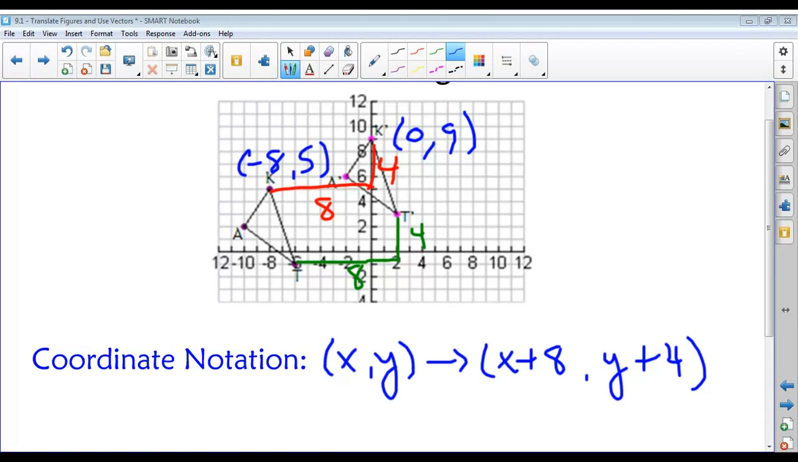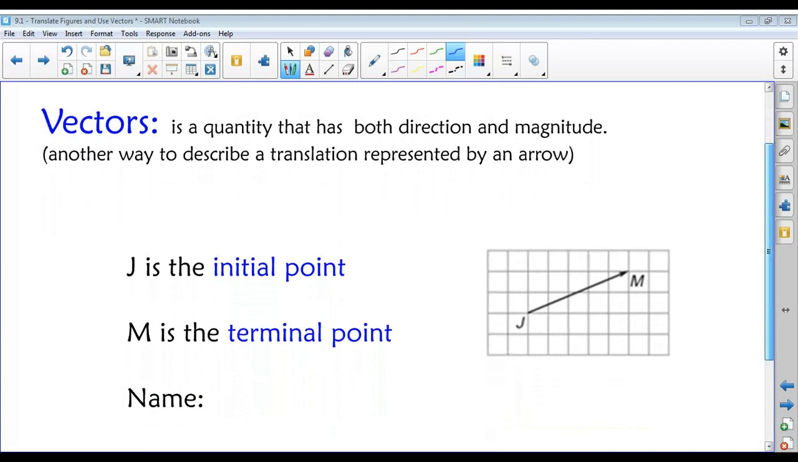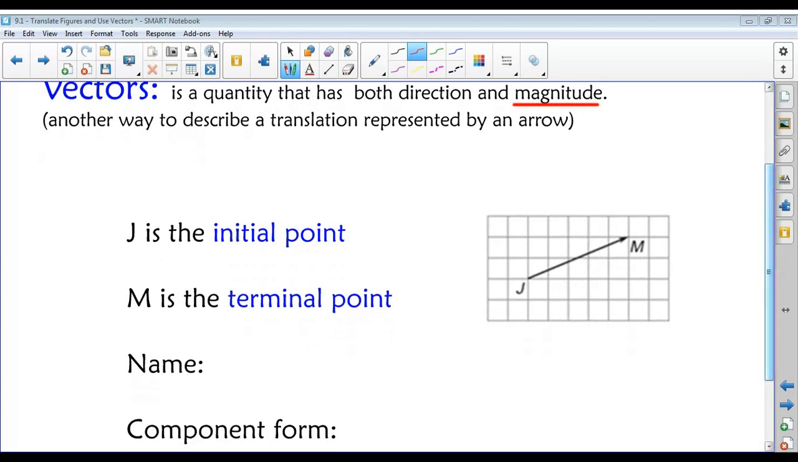The other notation we can use is a vector. So this is a new concept. A vector looks very much like a ray, except the difference is a ray continues indefinitely. It goes on forever, whereas a vector has a finite length. And the length of a vector, we just call its magnitude. So to distinguish between where we start and where we end, we put an arrow on the terminal point, the spot where it ends. So this J here is the initial point and M is the terminal point.